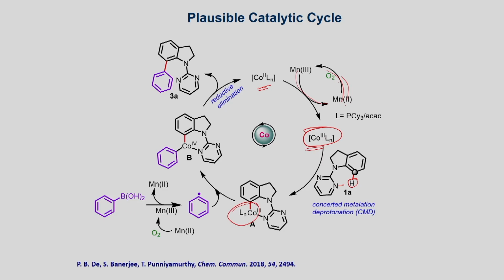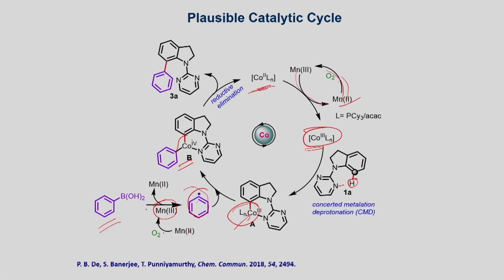Once you have the intermediate, now the boronic acid with manganese 3 can convert into phenyl radical, and manganese 3 is reduced to manganese 2, and whatever manganese 2 you reduced, it can be oxidized, as we have just seen, by oxygen to manganese 3. And once you form the phenyl radical, the phenyl radical can react with this cobalt and we make this intermediate cobalt 4. Once you have the cobalt 4, this can give the product by reductive elimination and you regenerate the cobalt 2 as the catalyst.